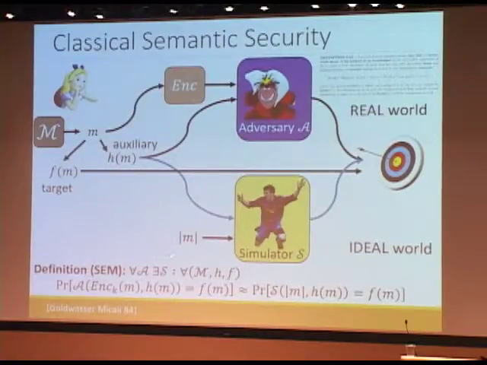the same. So the probability that the adversary A, on input the encryption of M and this auxiliary information, comes up with a target should be very much related to the probability that the simulator, only running on the length of the message and this auxiliary information, can come up with this target.